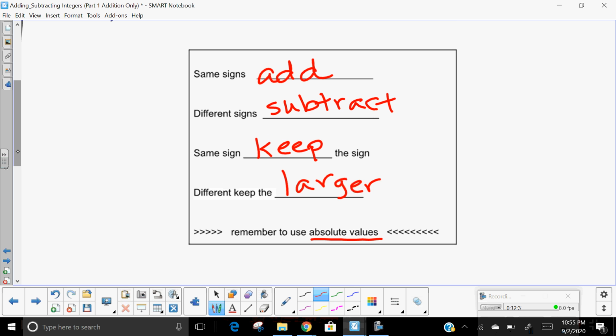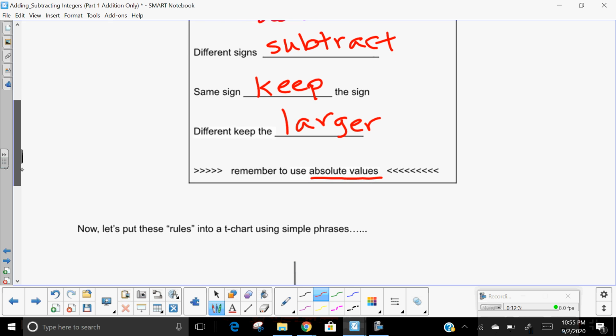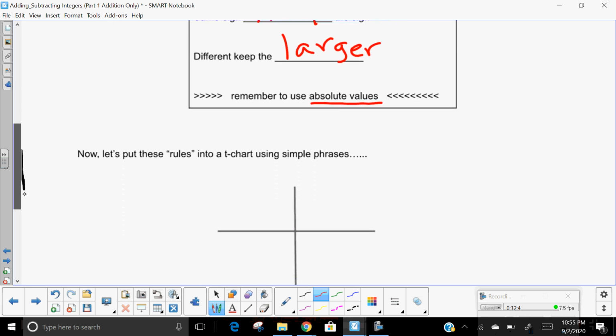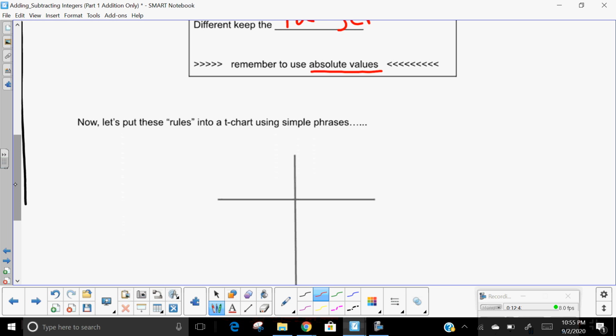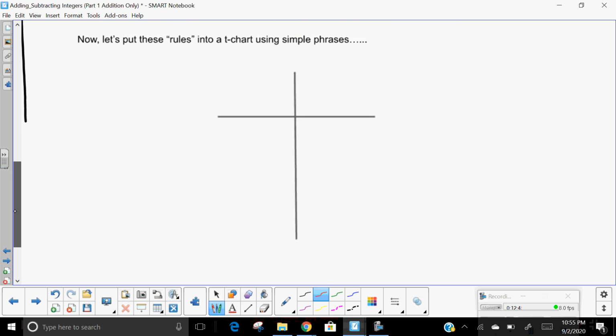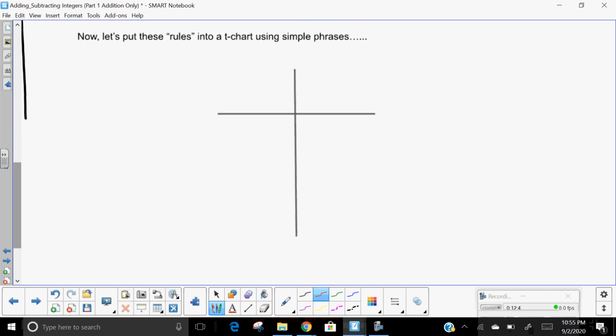So then all we have to do is put those rules into a T-chart. And we're only going to be talking about addition here. So we have to figure out if the signs are the same first. So are they the same or different? We've got to find out what the signs of the numbers are. So are they the same or different?